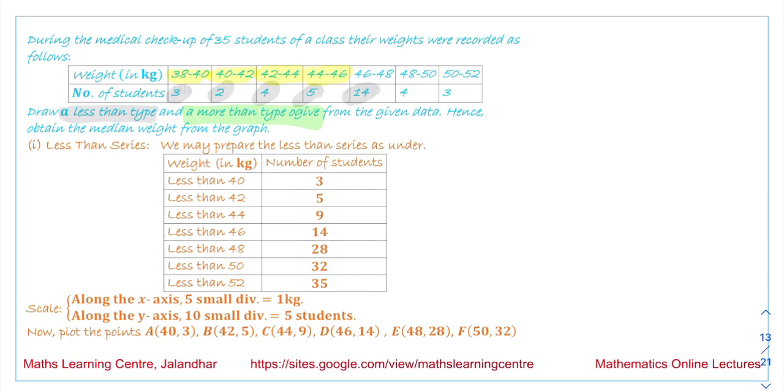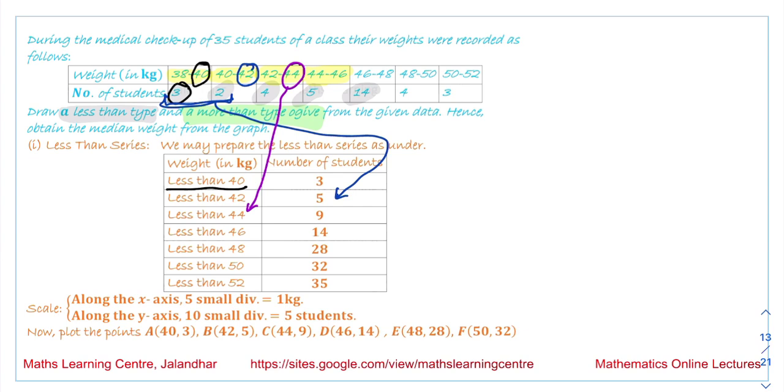So when we convert the values to the less than type values, we are saying how many students have weight less than 40, it is 3. The number of students having weight less than 42 is 3 plus 2, which is equal to 5. Next, number of students having weight less than 44 will be 5 plus 4, which is equal to 9.